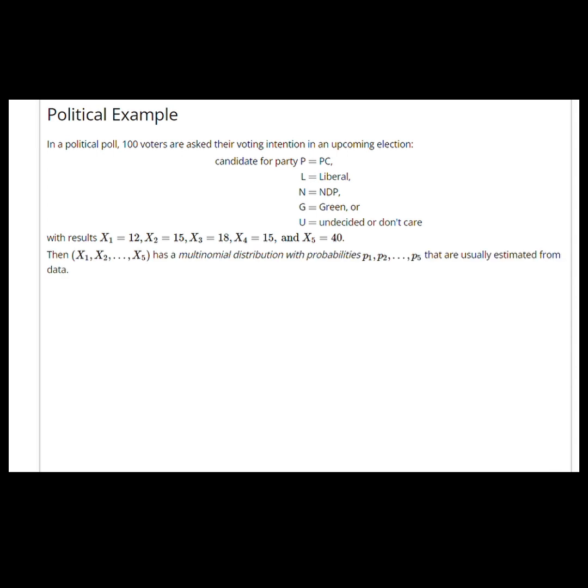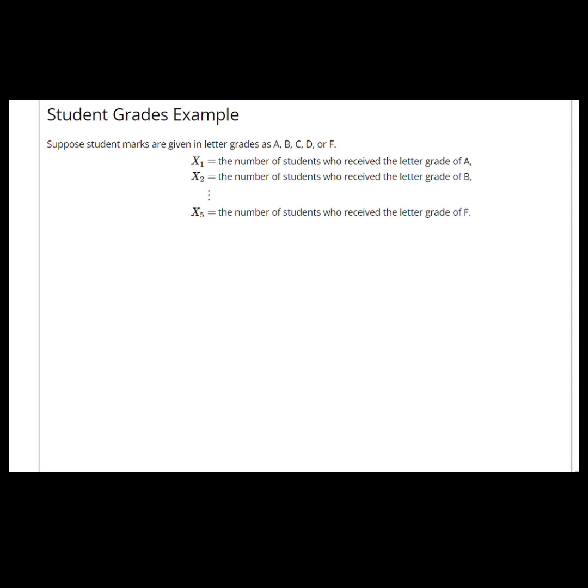Well, the random variables x1 up to x5 have a multinomial distribution. The probabilities P1 up to P5 are often estimated from data because they're not known a priori. Here's another example. Students are given marks that are letter grades, A, B, C, D, or F. In a class of 80 students, the number getting an A, let's call that x1, the number getting B is x2, and so on, down to F. This is a multinomial distribution as well. Little n is 80, there are 80 trials, and the number of possible categories is again 5, A, B, C, D, or F.